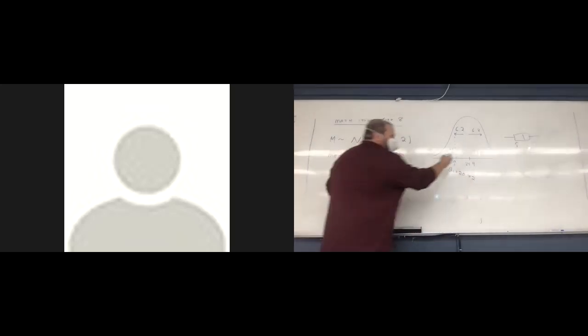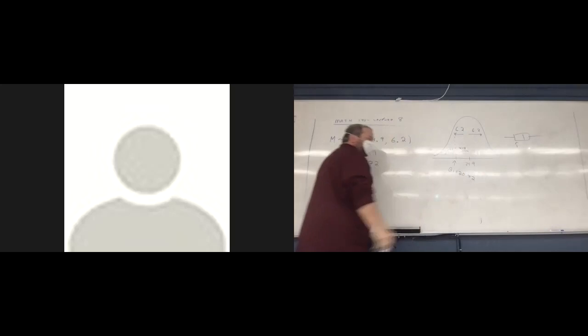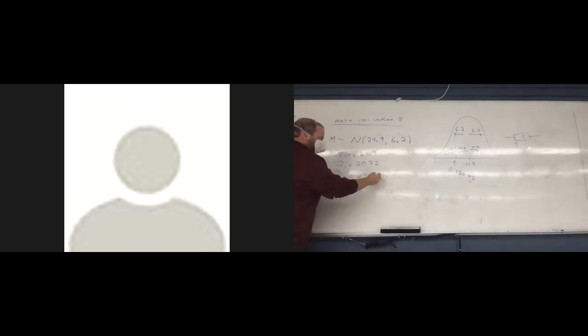Or I could just say, well, if I move to the left 4.18 from 24.9 to 20.72, just go to the right 4.18 because the normal curve is symmetric. So it's going to be 29.08. Is that what you get? Yeah. Did I get my math right? 29.08. And I have all of it. Does that make sense?